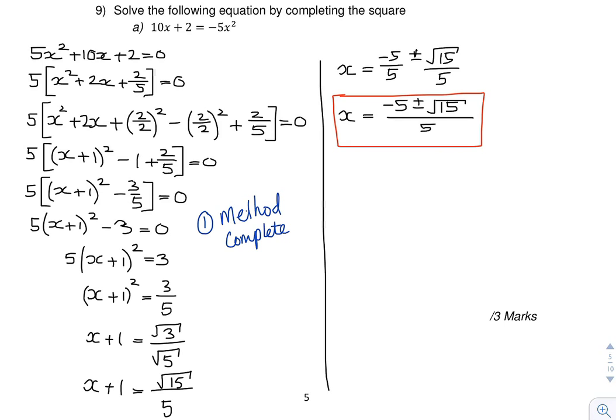There's 1 mark for method, i.e. completing the square. There'll be a mark for solving, and there'll be a mark for getting your answer.